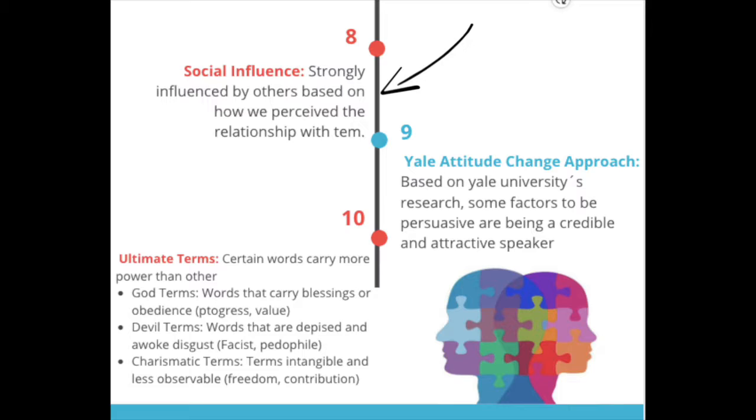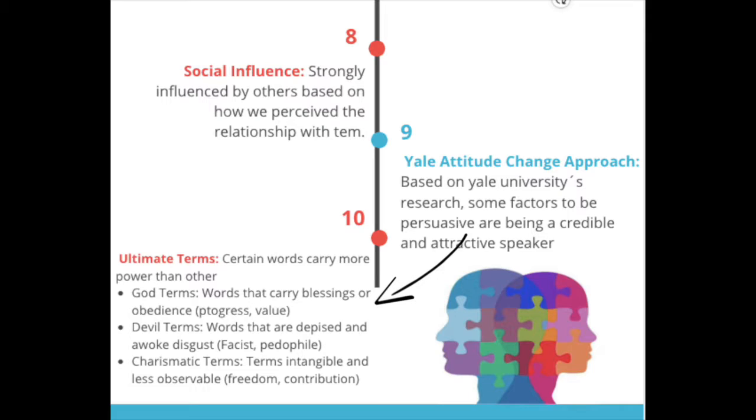The eighth one is social influence. This one talks about how you can be influenced by the relationship that you perceive with others, and also if you admire someone, that can increase the possibility of that person influencing you. The ninth one is the Yale attitude change approach. This is based on Yale University research in which some factors to be persuasive are being a credible and attractive speaker.